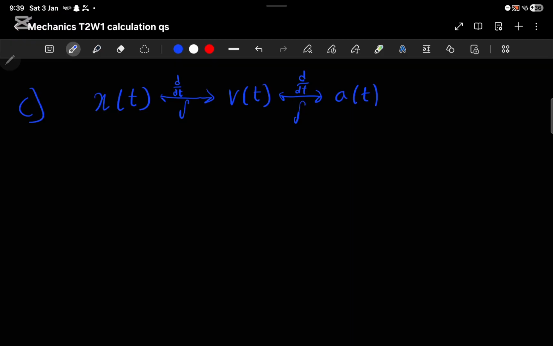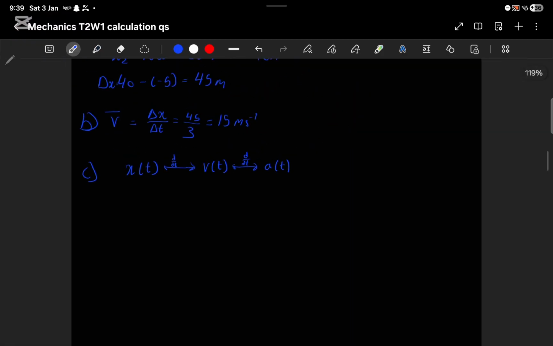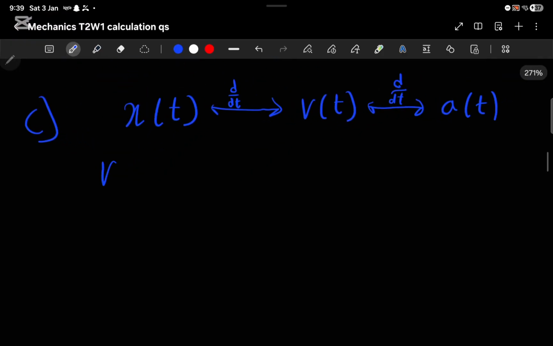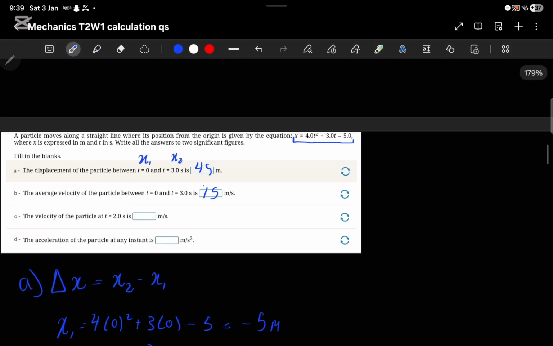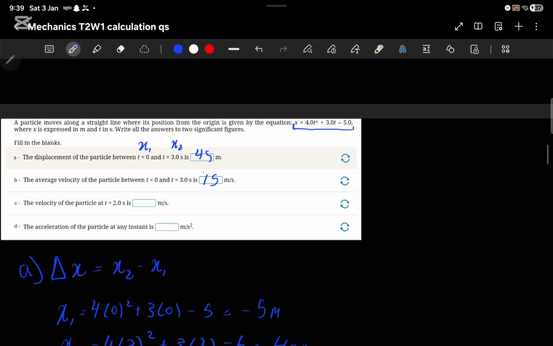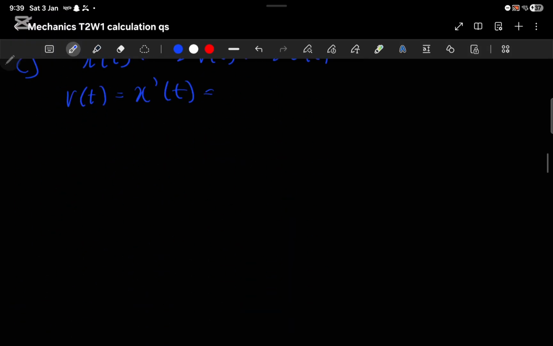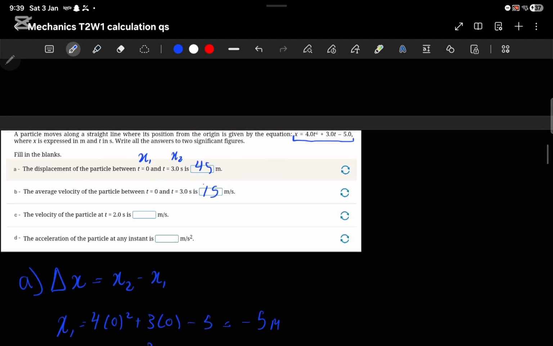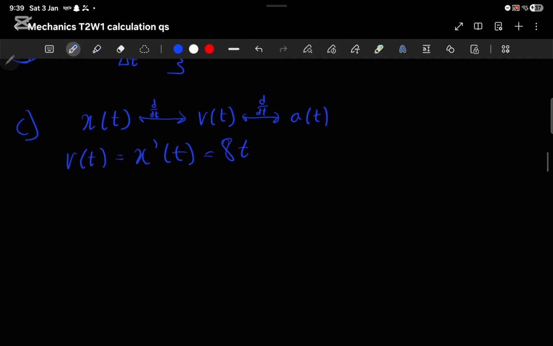Right, same process, but here we're not worried about going the other way, we're just going this one way. So to get to velocity, we're differentiating x of t. So this is equal to 8t, because 4t squared, remember our power rule: you take the power down, multiply it, and subtract 1 from the power. So 2 times 4 is 8, 2 minus 1 is 1, so t to the power of 1. Now 3t to the power of 1: 3 times 1 is 3, 1 minus 1 is 0. So this is our velocity formula.